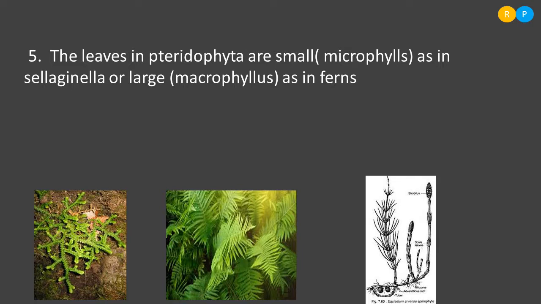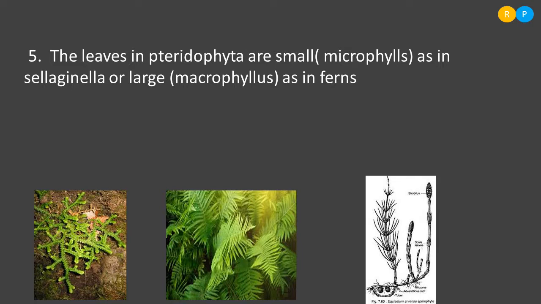So when we have the large size leaves in the members of pteridophytes, such leaves are named as macrophylls. Macro means large, phyllis means leaves. So macrophylls and microphylls. Clear? You can observe both in the diagram here. The first plant is Selaginella showing microphyll, and the second plant is fern showing the presence of macrophyll. So you can clearly distinguish the differences.